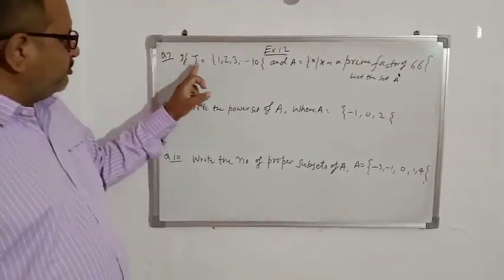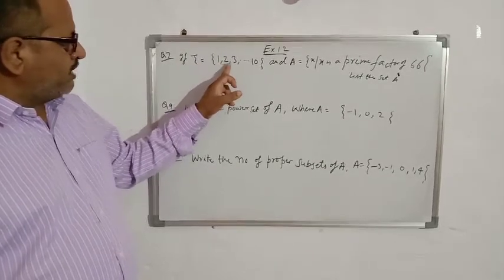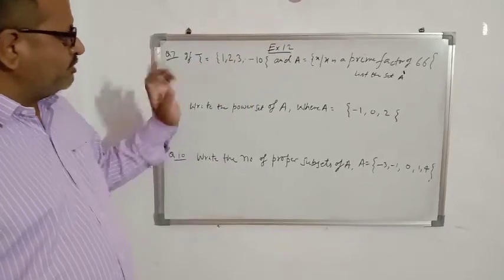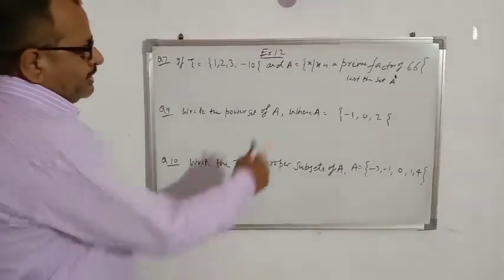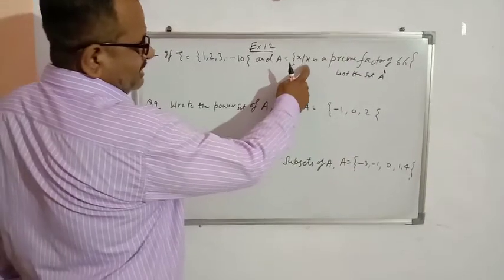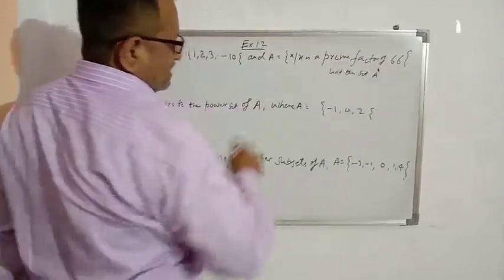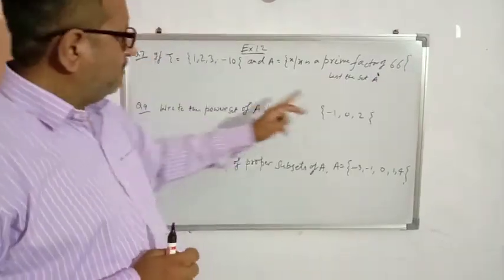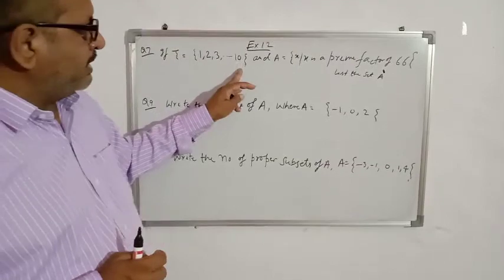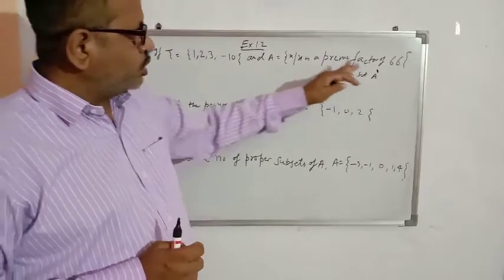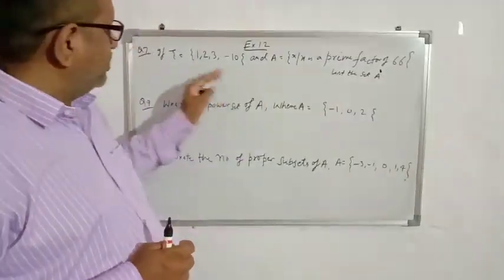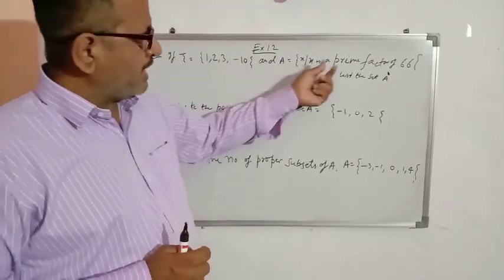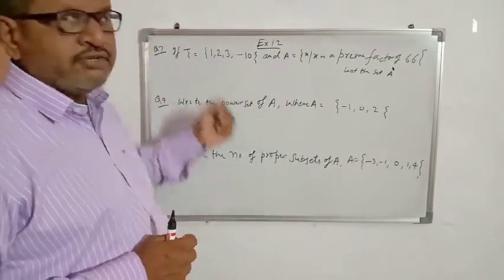It is given that the universal set is equal to 1, 2, 3 up to 10. How many elements are there? 10 elements are there in the universal set. And set A is equal to x such that x is a prime factor of 66. We have to write all the prime factors of 66. But the universal set is from 1 to 10, which means we have to take those prime factors of 66 which are not more than 10, those which lie in the universal set.